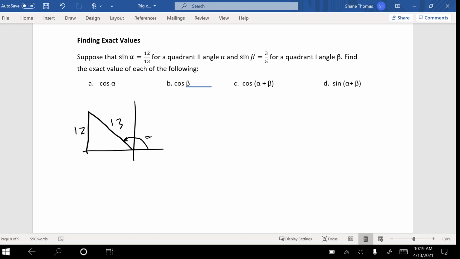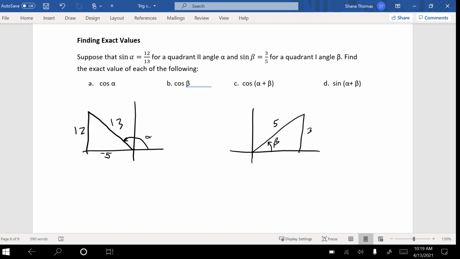The second triangle that was described to us was a quadrant 1 one, and it said it was a sine of 3 over 5. Opposite, hypotenuse, this angle here would be beta. Now, we're missing a side on both of these, aren't we? If I look over at the left-handed one, I have a 12 and 13. Well, that's part of a Pythagorean triple, isn't it? 5, 12, 13. Now, based on how it's constructed, is that a positive 5 or a negative 5? That'd be negative because it's in quadrant 2, and that's to the left.